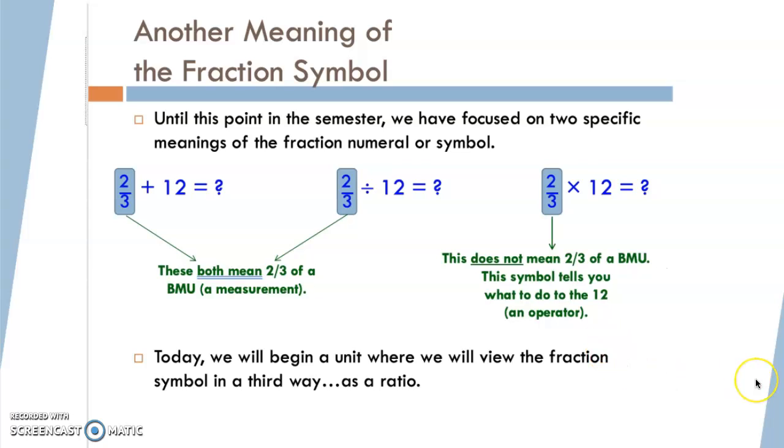So today we will begin a unit where we view the fraction symbol in a third way, and that is as a ratio.